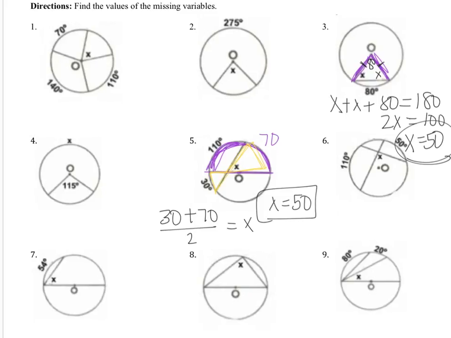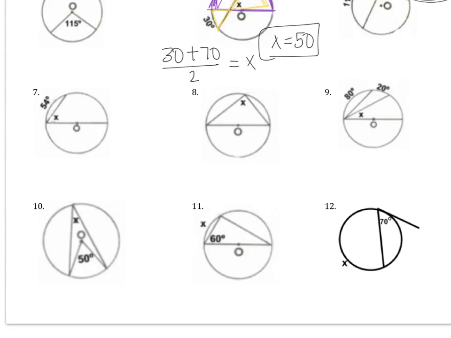Let's go ahead and look at number 7. Number 7, notice this is my diameter because it goes through my center. So this whole thing right here is a semicircle. So I would do 180 minus 54. I would get 126, which goes right here.